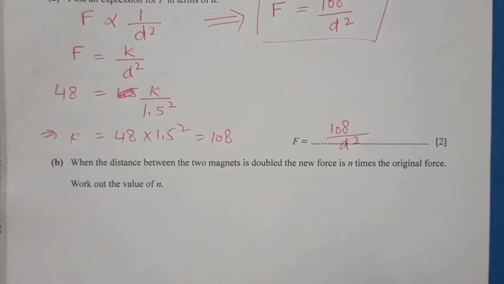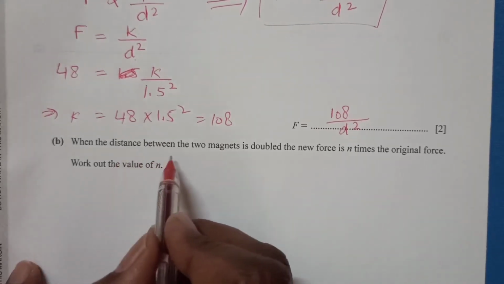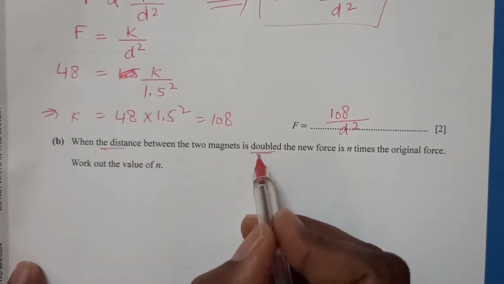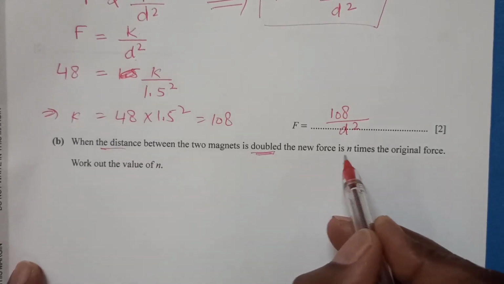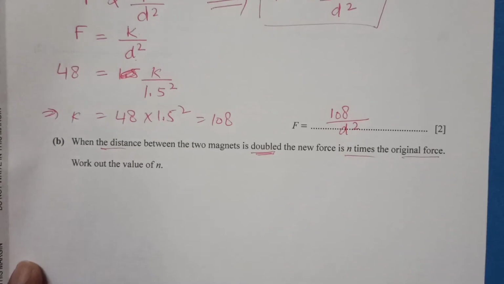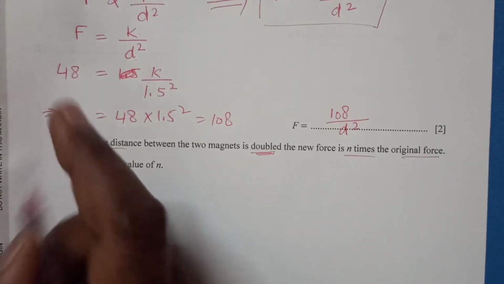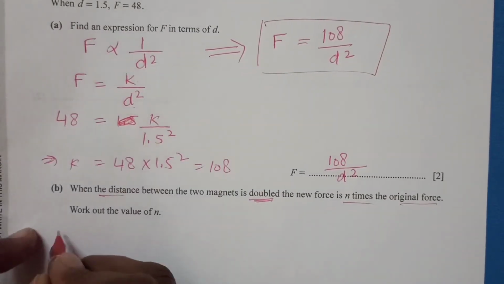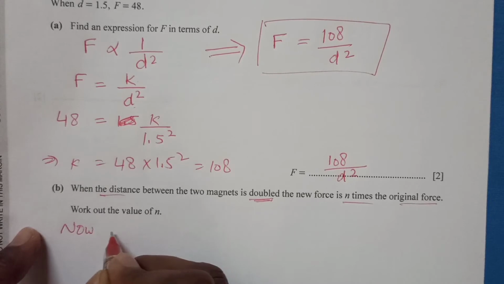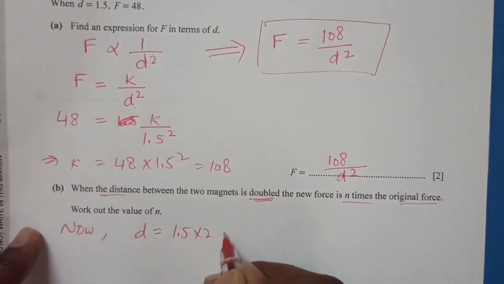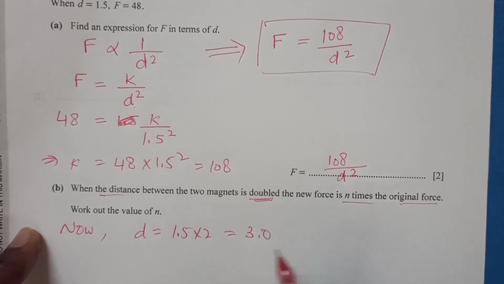Now moving to next question. When the distance between two magnets is doubled, the new force is n times the original force. So distance is doubled now. d was 1.5 before, so if we double it, then d is 1.5 times 2, that means 3.0, right?